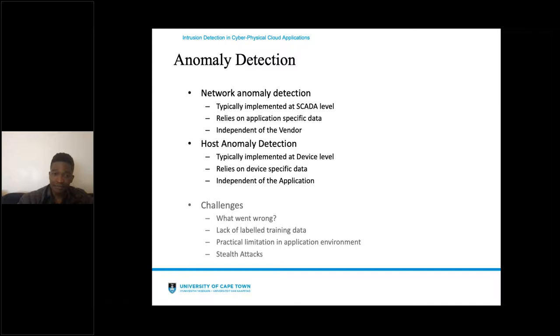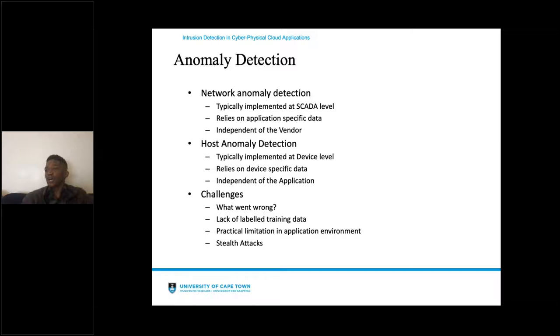Okay, to conclude, the challenges are: what went wrong? When we're designing these schemes, especially behavior-based systems that involve some form of machine learning, we chuck our data into an algorithm, and the algorithm at the end tells us there has been an intrusion. We need to make sure it's not left at that level. Where is the intrusion? What went wrong? We need to be able to find that information.